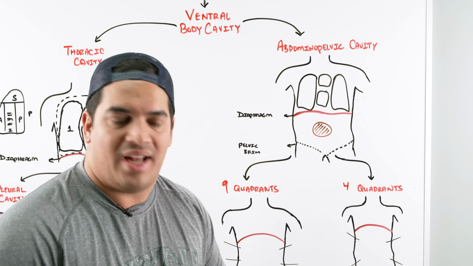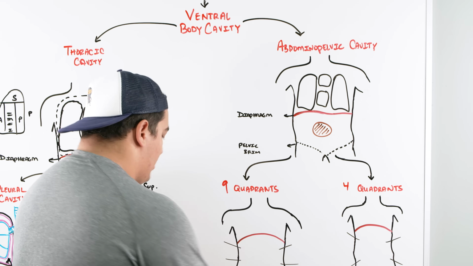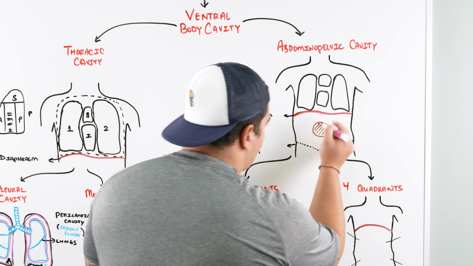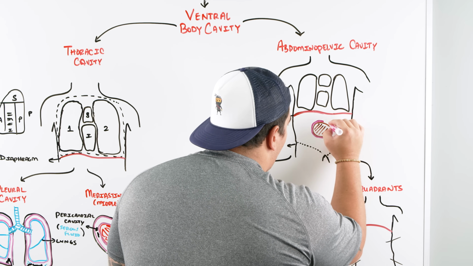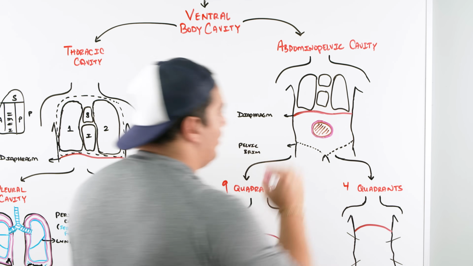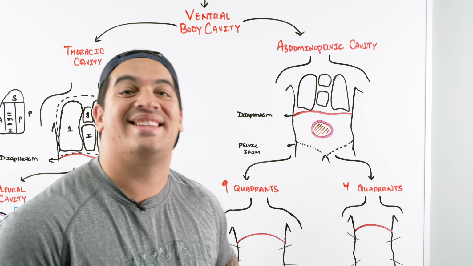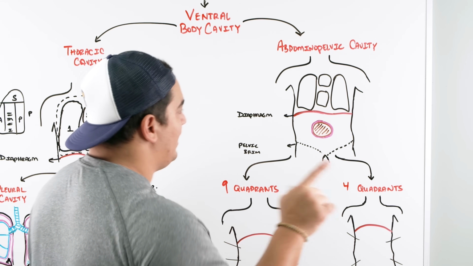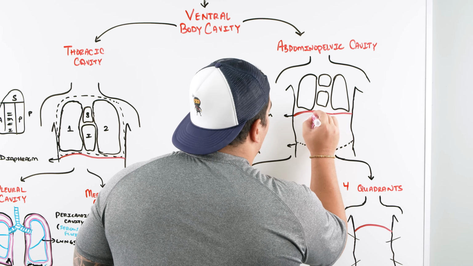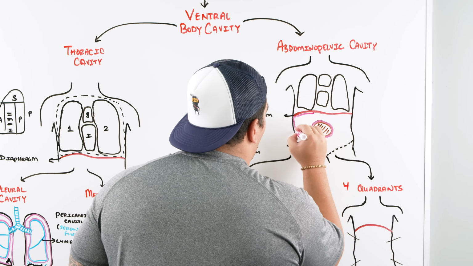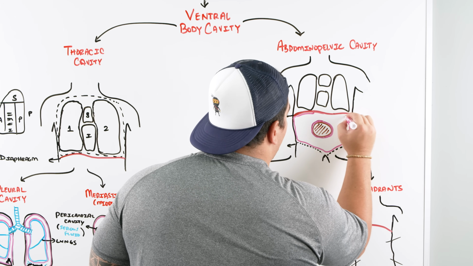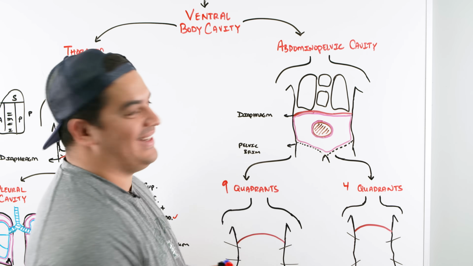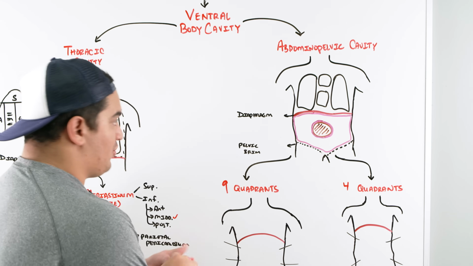That could be part of the large intestine, whatever it may be. The layer of tissue that clings to the organ here in the abdominal pelvic cavity is called the visceral peritoneum. And then the lining of tissue that clings to the wall of the abdominal pelvic cavity is called the parietal peritoneum. Now, let's write these down here.